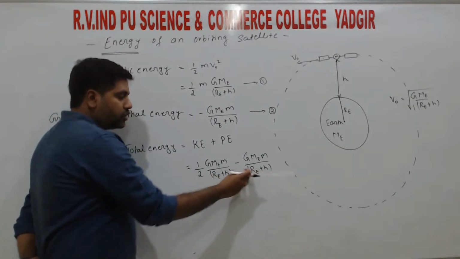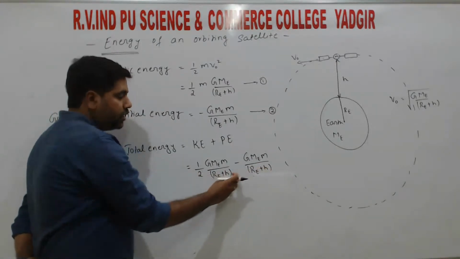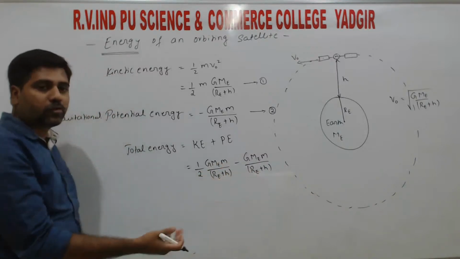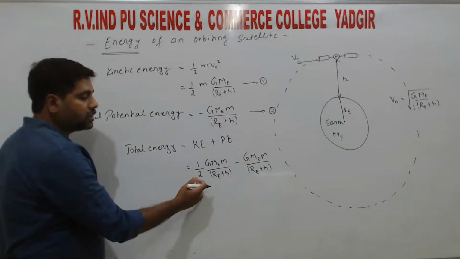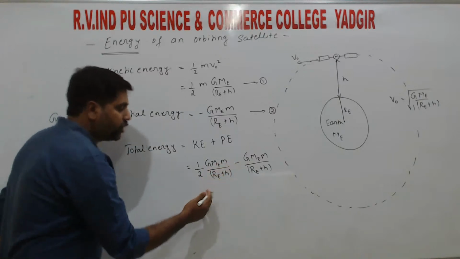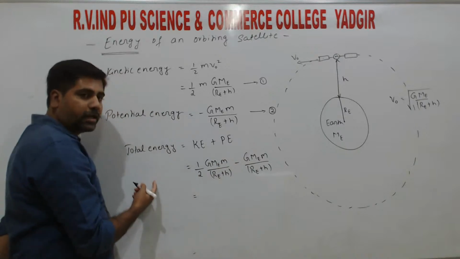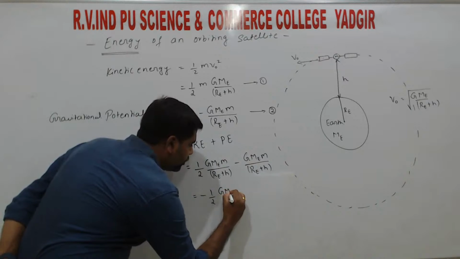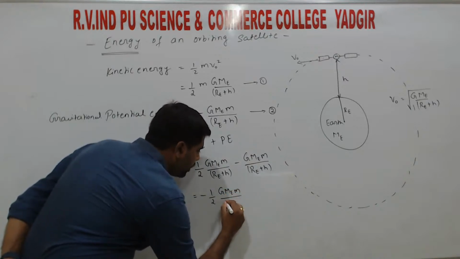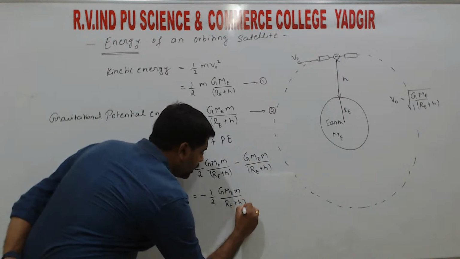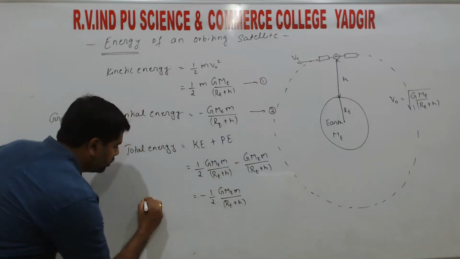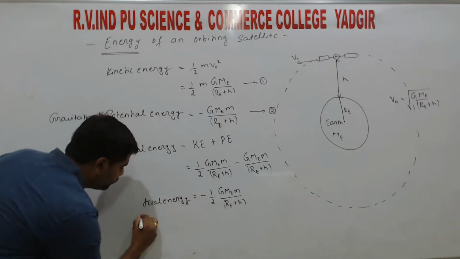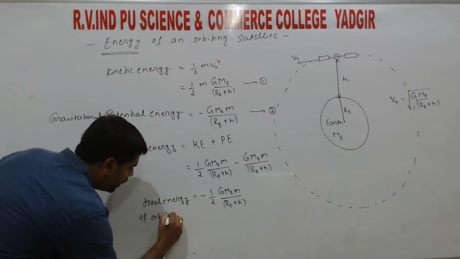So in these two terms, in kinetic energy and potential energy, the term GMEM by Re plus H is the same in both. So we can take it common outside, or we can take the LCM. So by taking the LCM to simplify, the final total energy we are getting is minus 1 by 2 GMEM divided by Re plus H. So this is the total energy of the orbiting satellite.